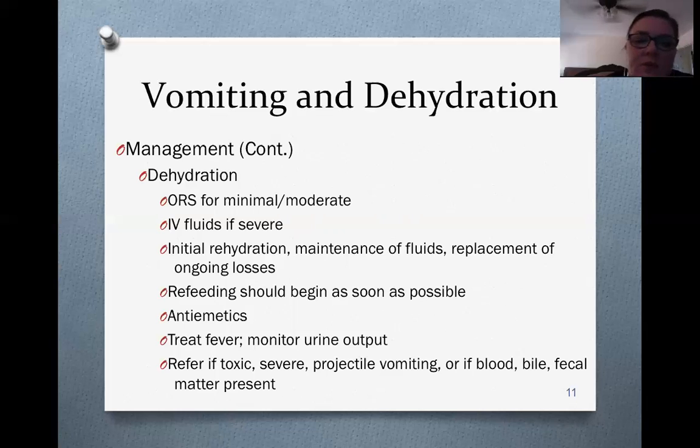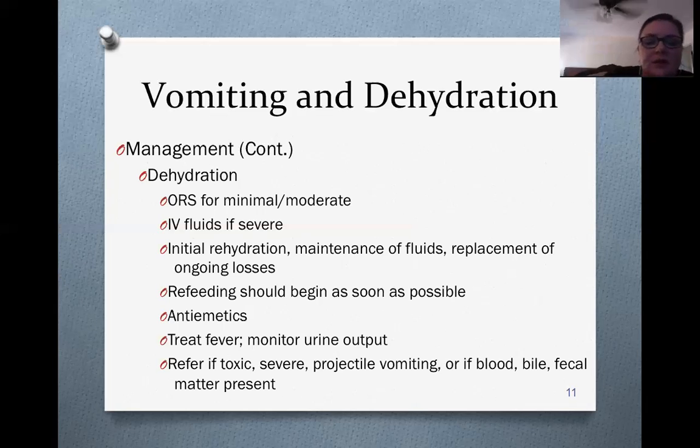So we have to replace what's been lost and get to our initial rehydrated stage, and then we have to make sure that they're replacing every time that they have a loose watery stool. And then refeeding, I know everybody's heard of the BRAT diet: bananas, rice, applesauce, toast. Refeeding should begin as soon as they are able, to help with the GI symptoms. And then we do use antiemetics like Zofran in children. And then again, treating fever to make sure that they are comfortable.